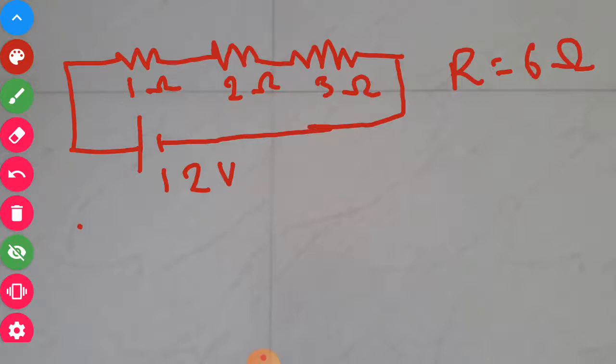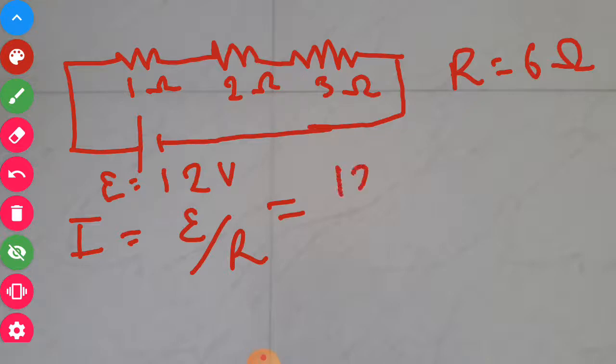Now current flowing through the circuit can be found. Voltage, that is E, that is electromotive force upon resistance. Now see, electromotive force is 12 volt, resistance is 6 ohm, so you will have 2 ampere current passing through this circuit. So 2 ampere current is flowing.